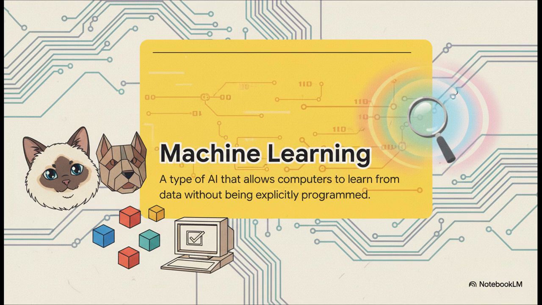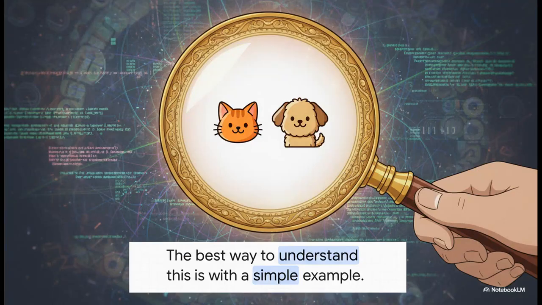Okay, so the most important part of this whole thing is right there on the screen. Machine learning lets computers learn from data without being explicitly programmed. That last phrase, that is the entire game changer. It's a completely different way of thinking about how we tell computers what to do. Now, I know definitions can be a little abstract.